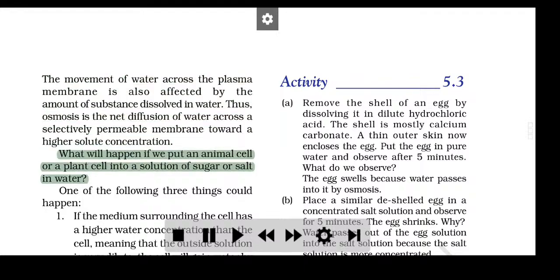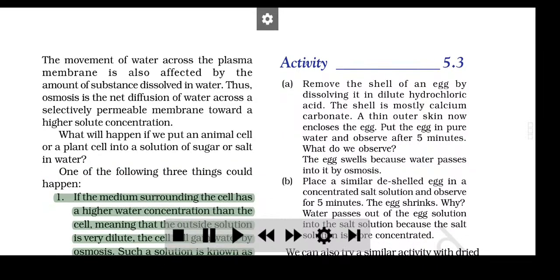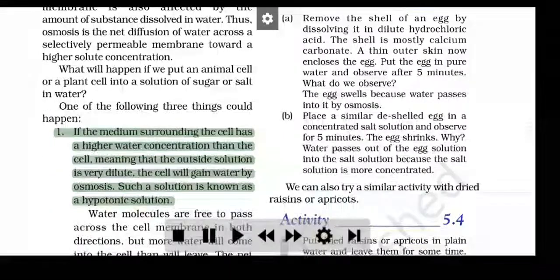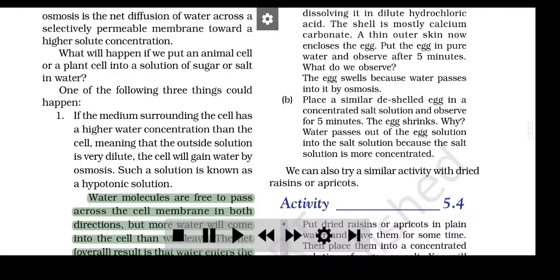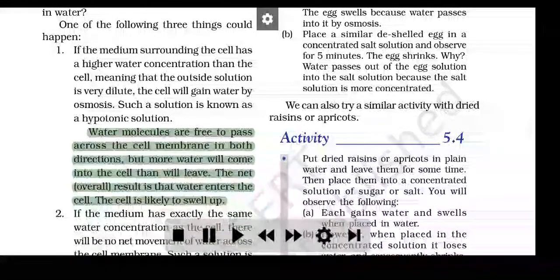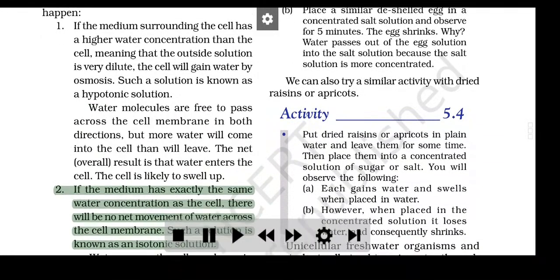What will happen if we put an animal cell or a plant cell into a solution of sugar or salt in water? One of the following three things could happen. 1. If the medium surrounding the cell has a higher water concentration than the cell, meaning that the outside solution is very dilute, the cell will gain water by osmosis. Such a solution is known as a hypotonic solution. Water molecules are free to pass across the cell membrane in both directions, but more water will come into the cell than will leave. The net result is that water enters the cell. The cell is likely to swell up.